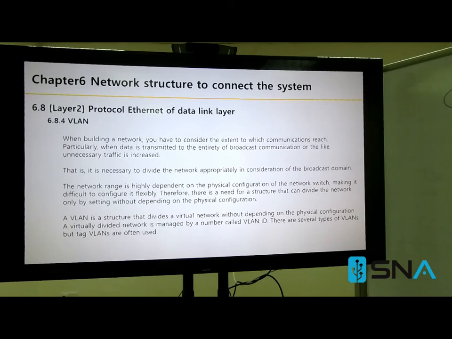Anyway, when building a network, you have to consider the extent to which communication reaches, particularly when data is transmitted to the entirety of broadcast communication, unnecessary traffic is increased. Broadcasting is that only some broadcast group has to receive all of them.